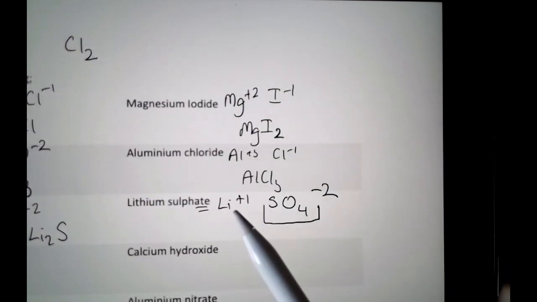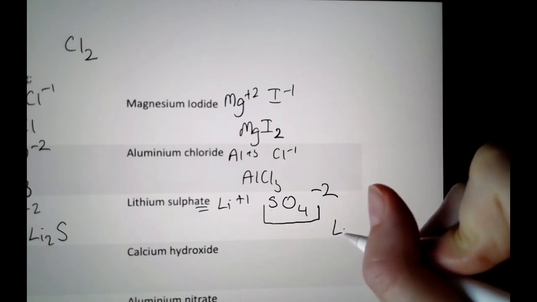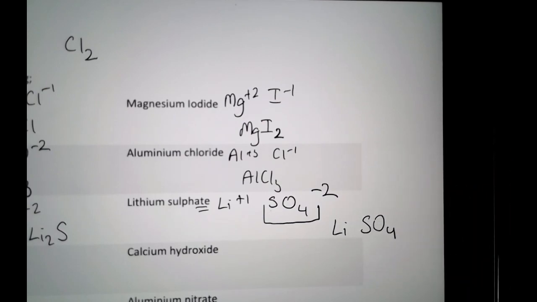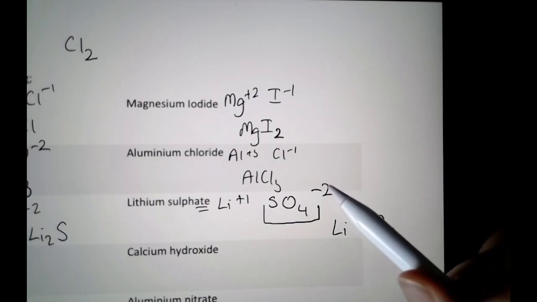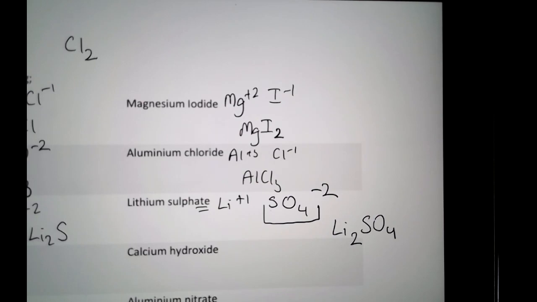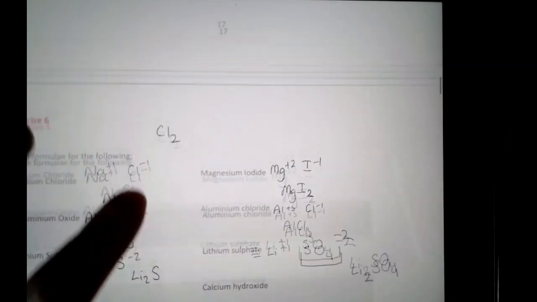But once I have that written down, the formula process is the same. So I write down my lithium, and I write down my formula of sulfate, which is SO4. I don't cross over the plus and the minus, I just cross over the number. So the 2 that's next to the sulfate is going to come down here next to the lithium, and lithium sulfate is Li2SO4.